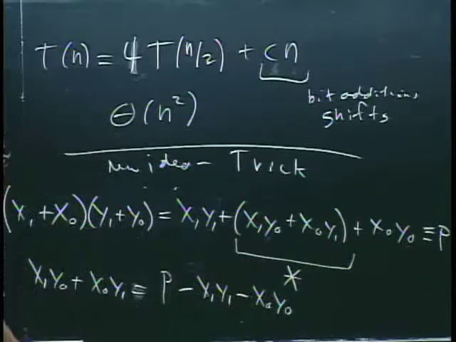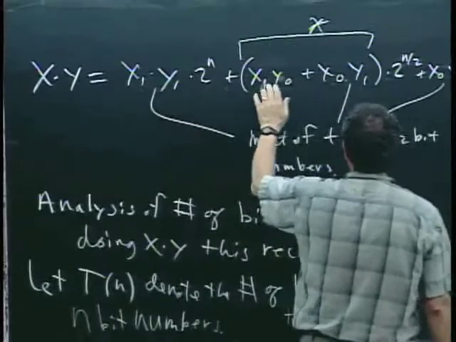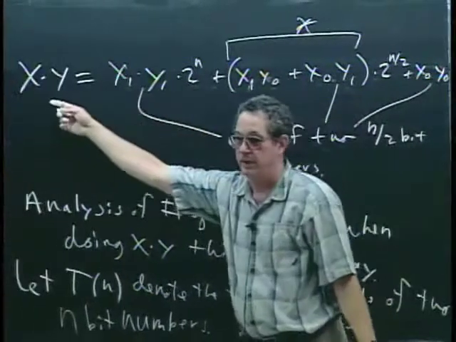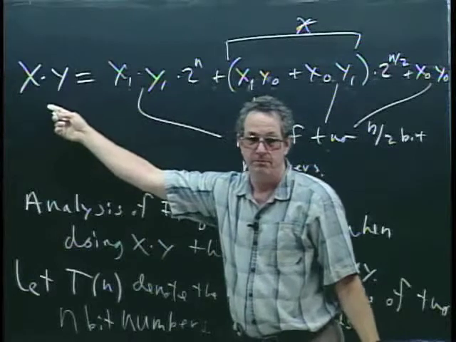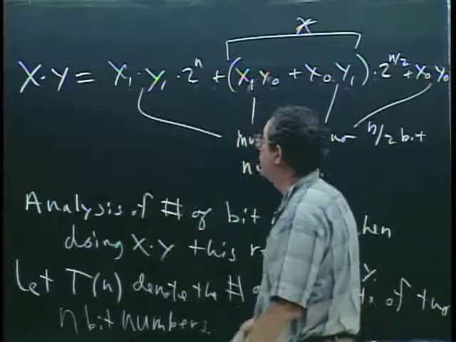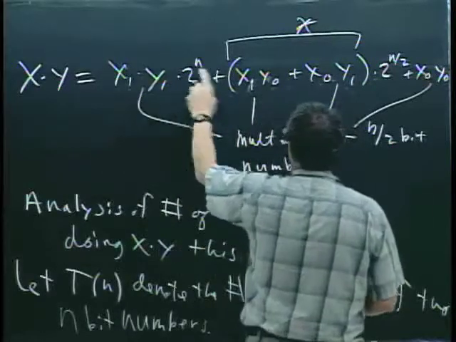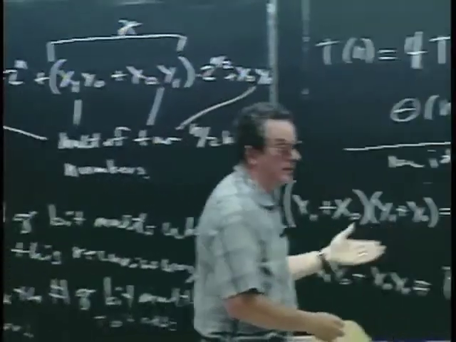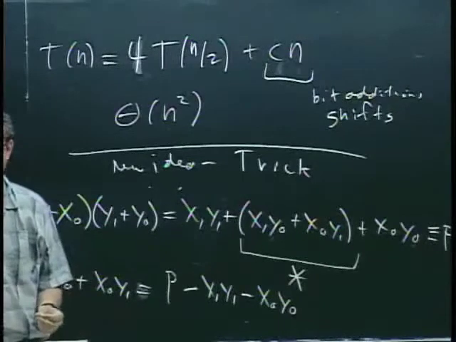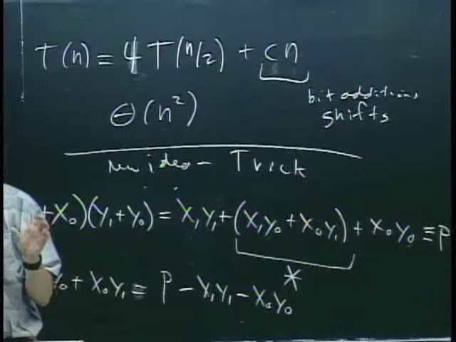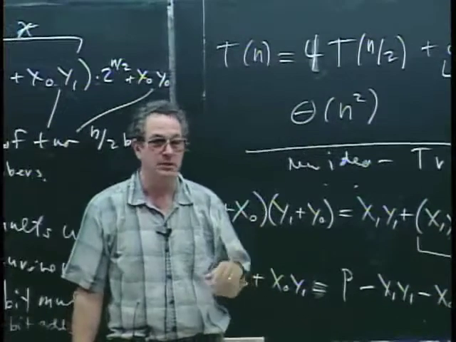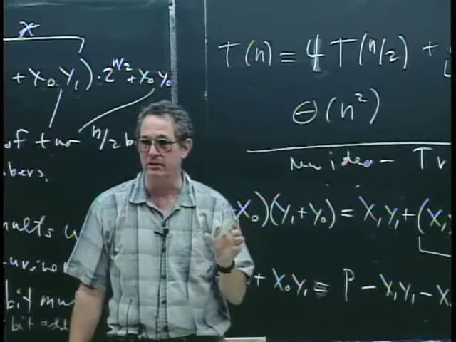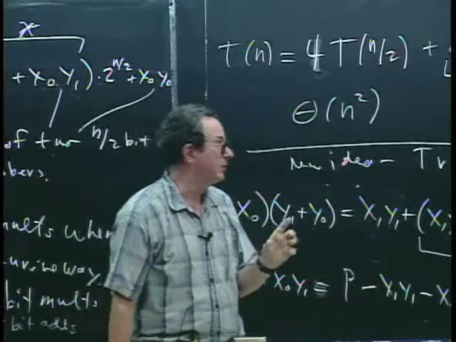So now you have all the terms you need up here to then do x times y. But instead of doing 4 multiplications of n over 2 bits, we're just going to do 3. Okay, that's the trick and that's the key. Everybody has to see that point or you're not getting what's happening in this lecture. Any questions on that? Okay, well, let's do the analysis then.